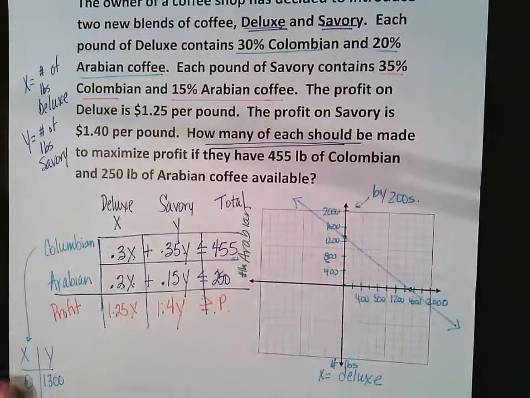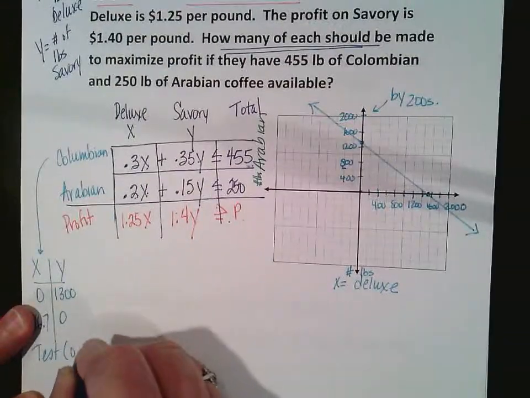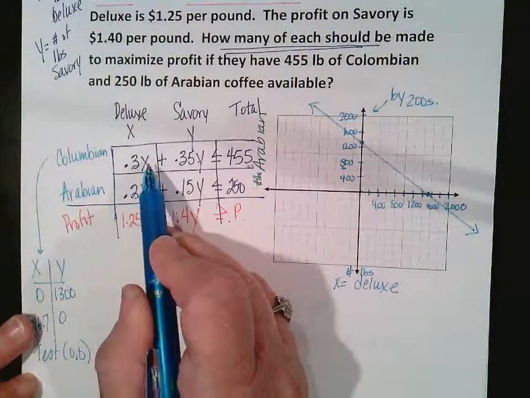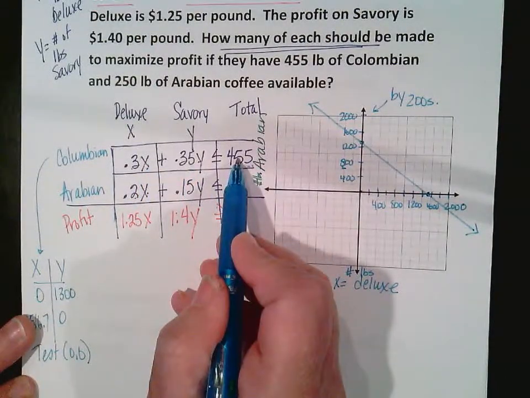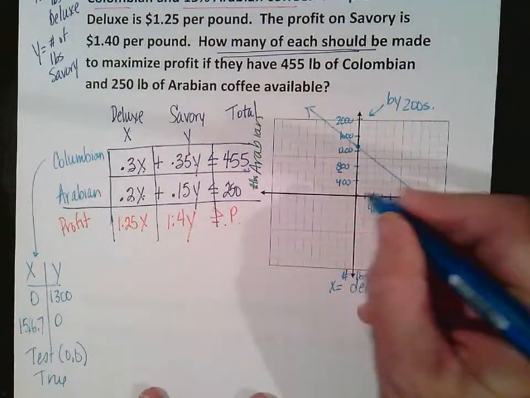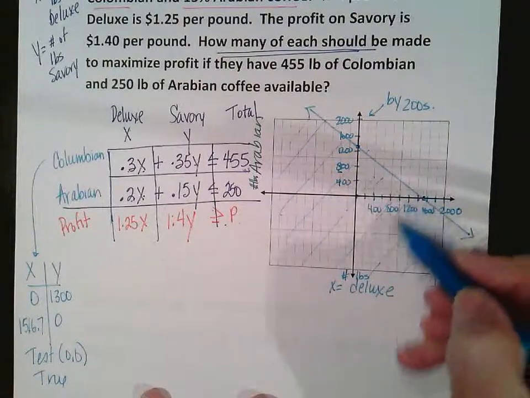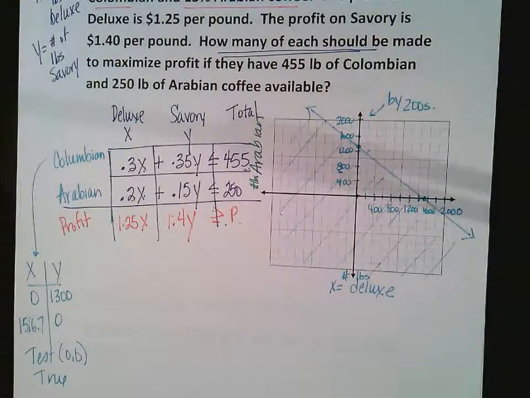And then if I test 0, 0 to graph, 0 plus 0 is less than 455, so it's true. So that means I'm going to include this origin point for this graph. Okay. Now I'm going to do the Arabian.